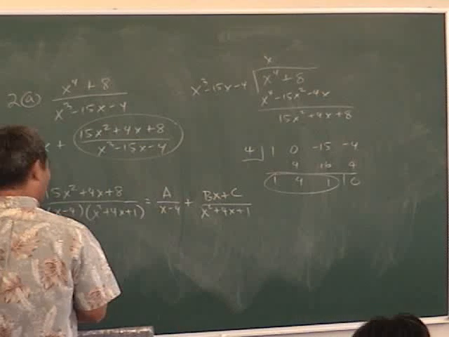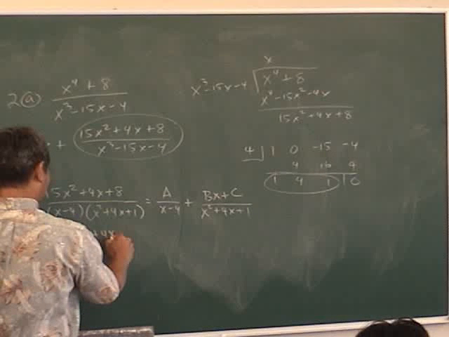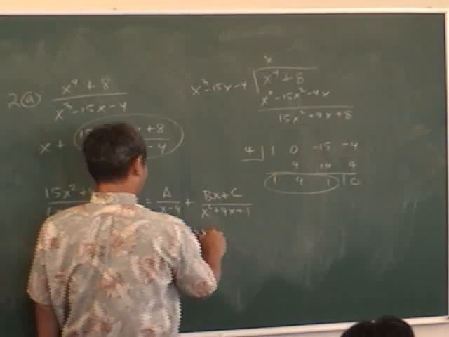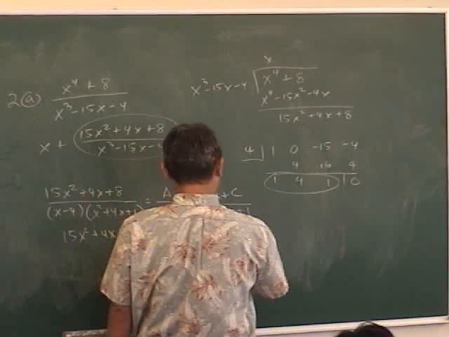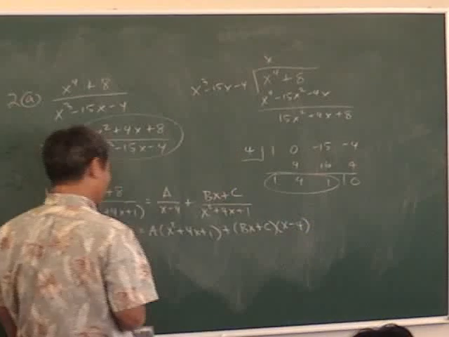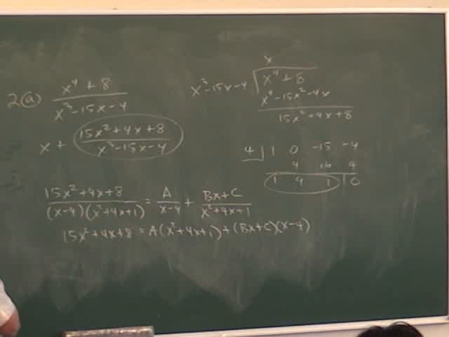Okay, first step, multiply both sides by the LCD. It equals A times x squared plus 4x plus 1 plus Bx plus C times x minus 4. So what do you want to do? Equate the coefficients, or Heaviside, or hybrid. Hybrid means you have to do equating the coefficients. Okay, because I really don't care what you do, I'm just looking for the final answer tomorrow.